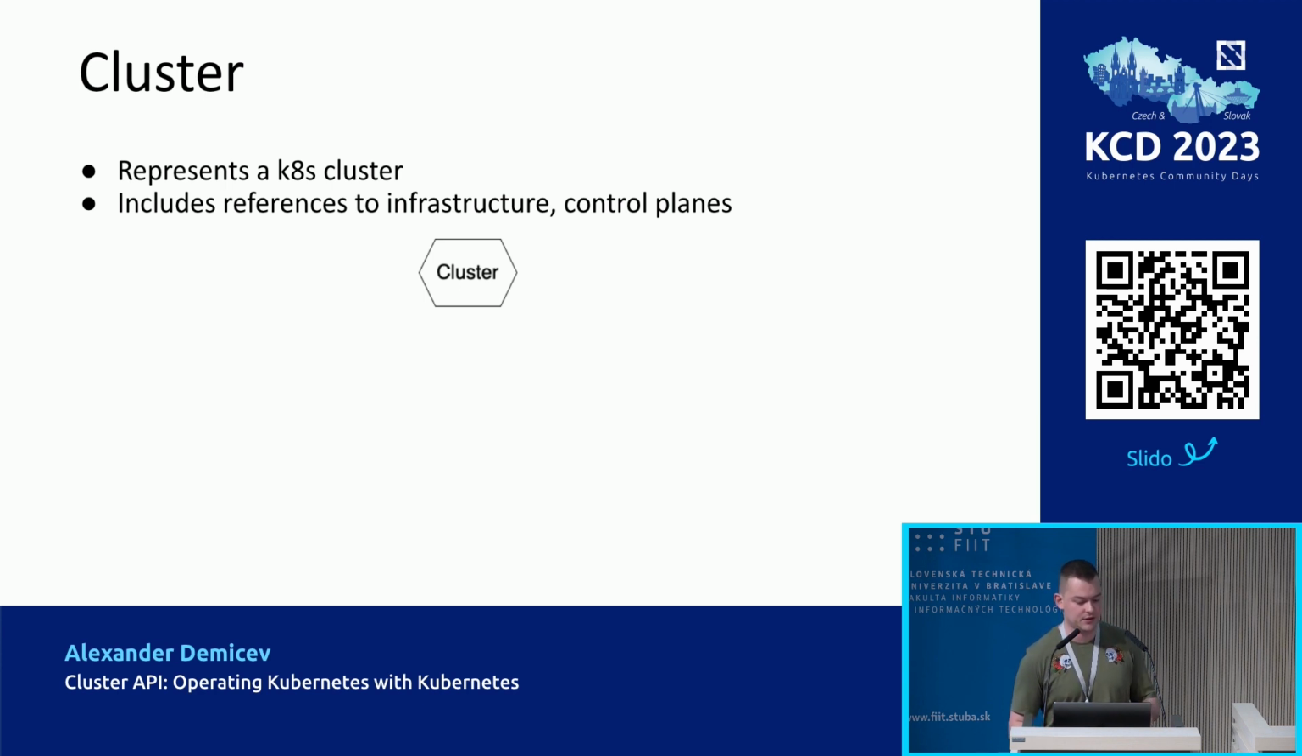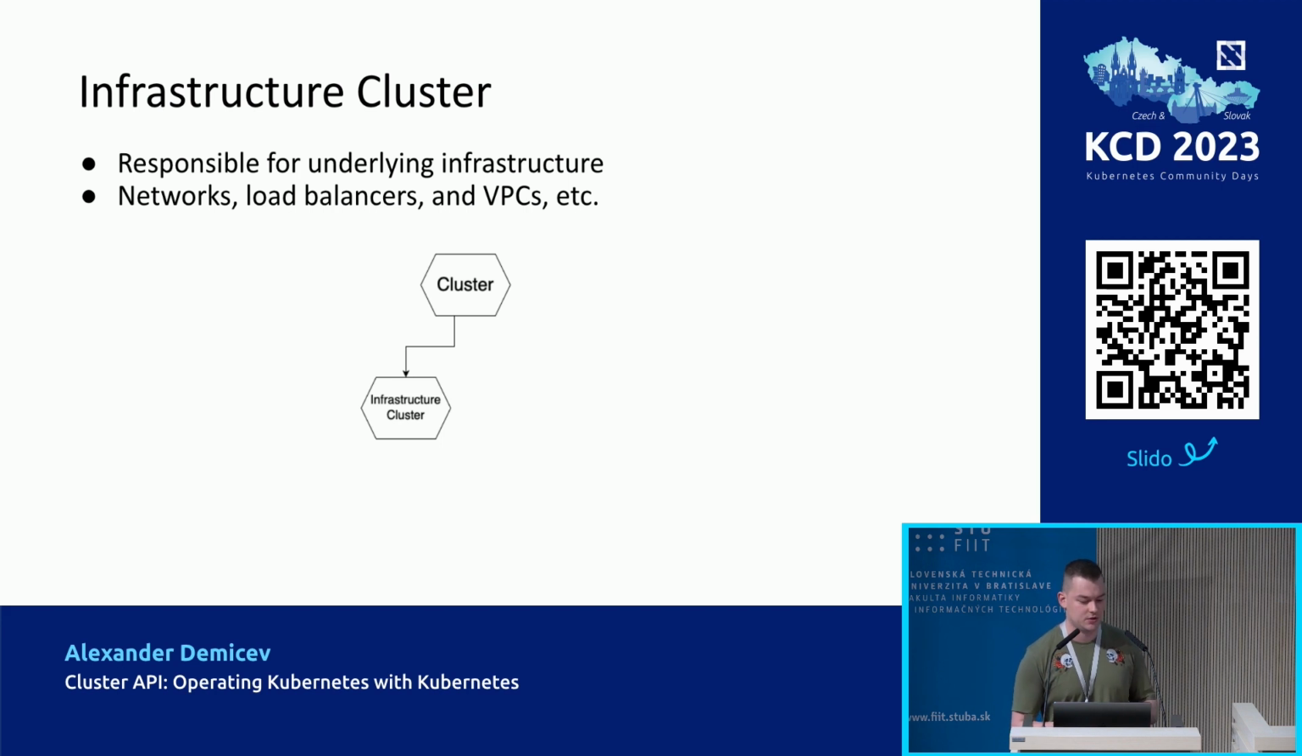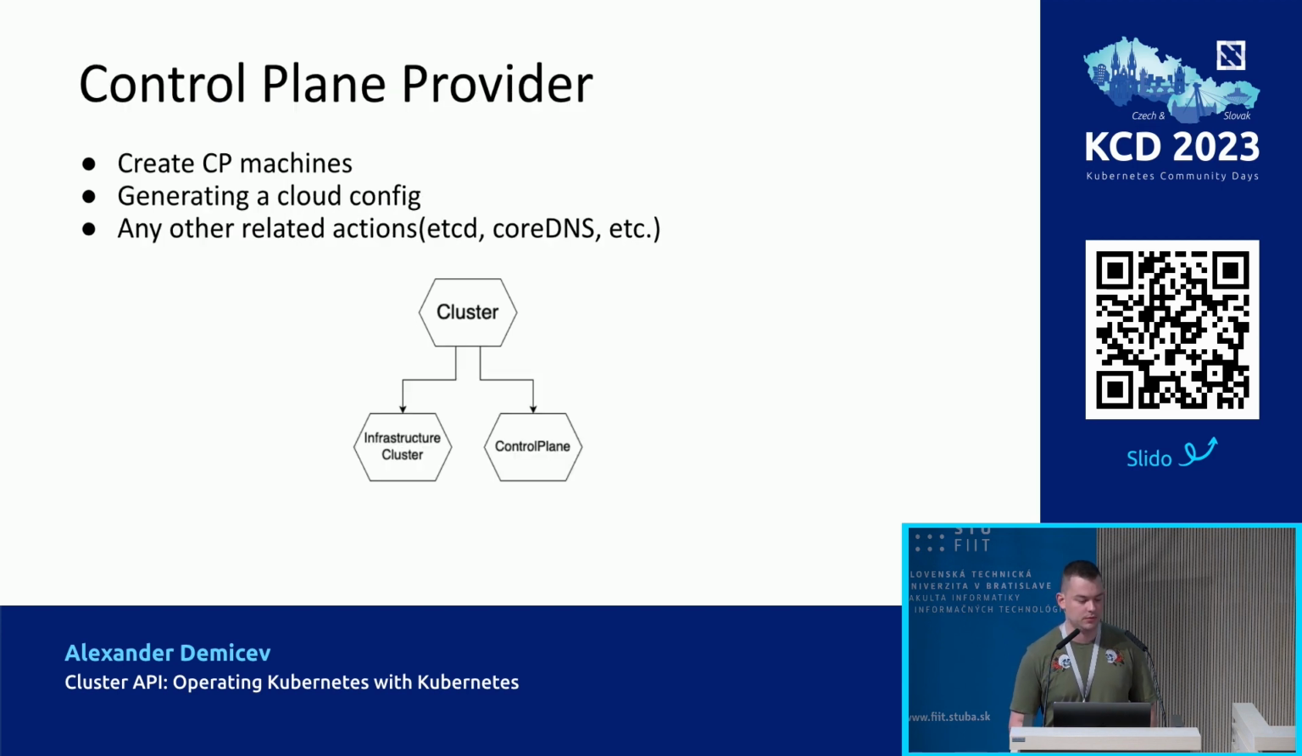The first reference is a reference to an infrastructure cluster. By infrastructure cluster I mean any cloud that you are using, and it's responsible for provisioning supporting infrastructure like networks, load balancers, VPCs, and so on. It really depends on where you are running your Kubernetes. Then the second reference is a reference to a control plane provider that is responsible for creating control plane machines, generating a cloud config, and helping you upgrade and keeping etcd quorum safe and so on for your control planes.